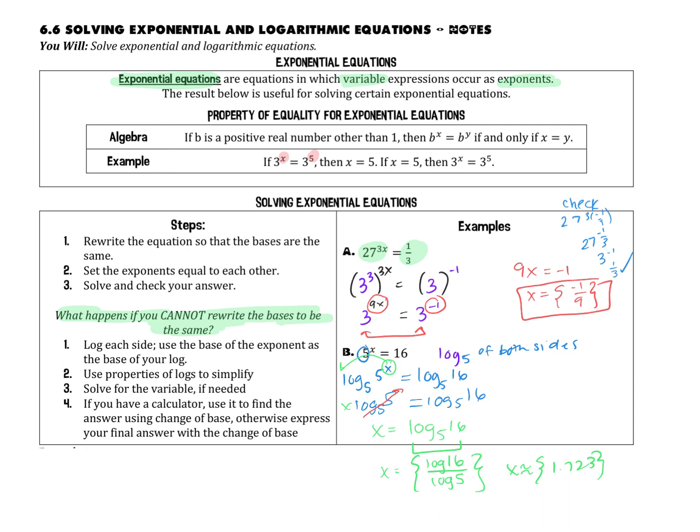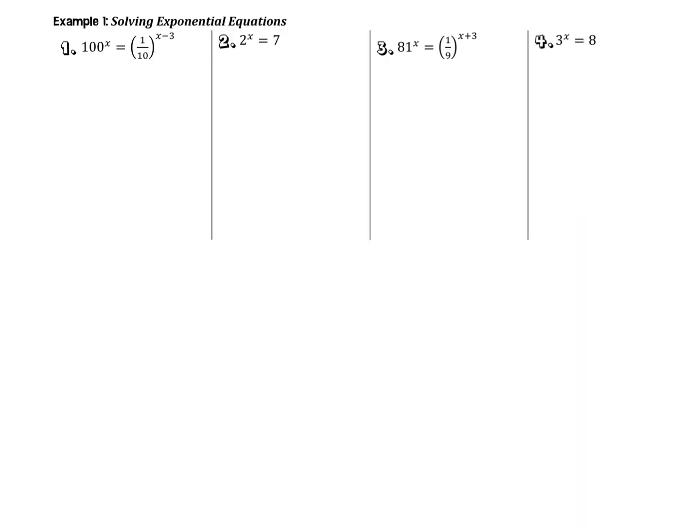So really, when you're starting these problems, I want you to first ask yourself, can I rewrite the bases to be the same thing? If not, let's get the variable out of the exponent. So we're going to take log base of whatever the exponent is of both sides. Then we're going to use properties of logs to simplify and solve for the variable. If we have a calculator, we can plug in the change of base formula on the calculator to get a numerical, rounded answer. If we don't have a calculator, we're just going to leave it in the change of base form. So let's test out some more examples together.